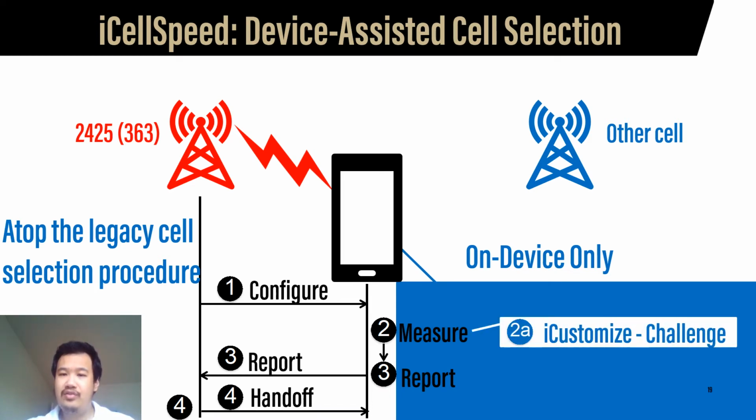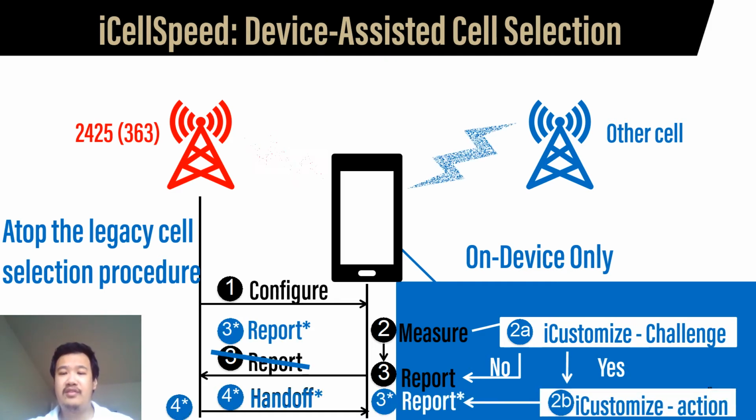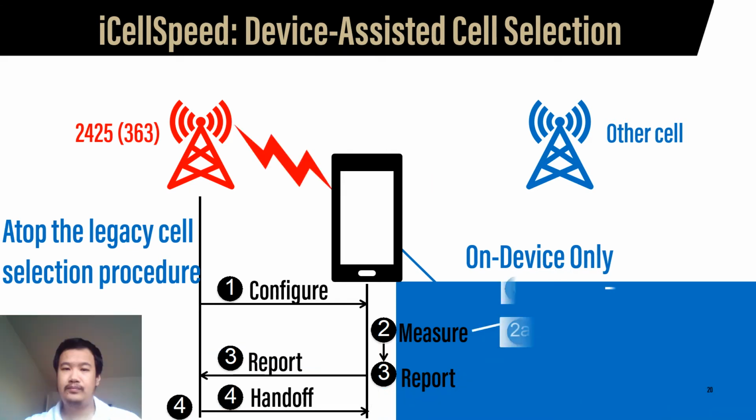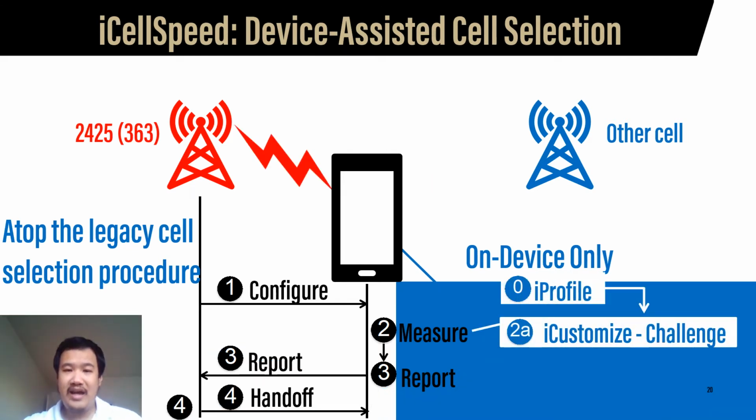First, challenge the existing cell selection result. Second, if the challenge fails, no changes are made. If the challenge succeeds, the device takes further action to affect reporting, namely device input for the cell selection, and thus indirectly influence the cell selection result. iCellSpeed challenges the existing cell selection result when the performance of serving cell is poor, and there exist other better choices. This is done by monitoring performance and comparing it with historical performance profile.